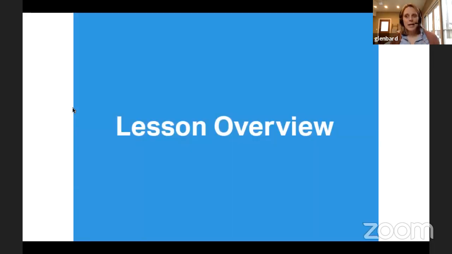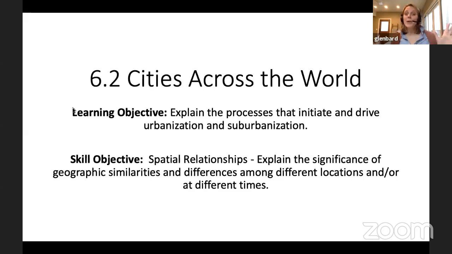So what are we going to do today? Today, we are going to look at cities across the world. Ultimately, what I want to do, you can read this, I'm not going to read it to you, but ultimately what we want to do is look at why there, and then where are they? You know, crazy geographers, we like maps. And so we're going to look at tons of maps.